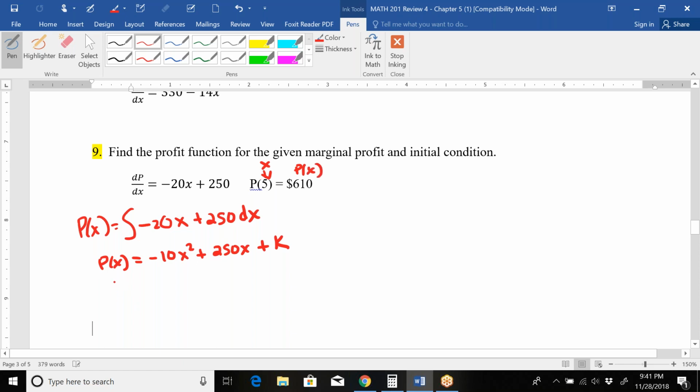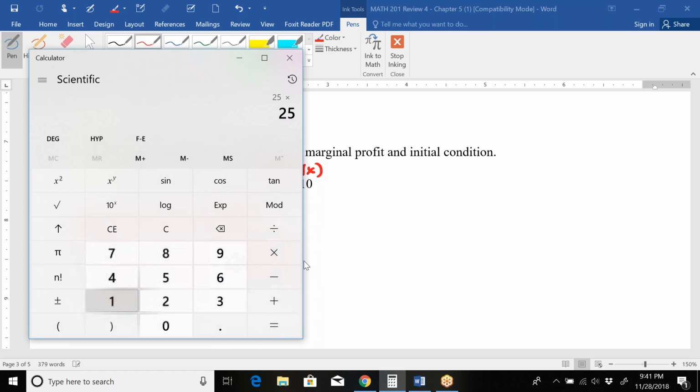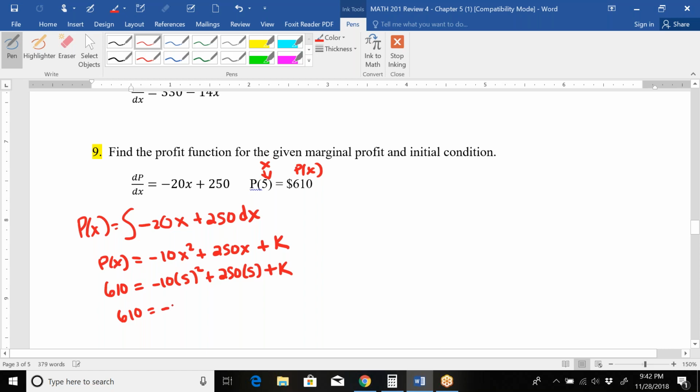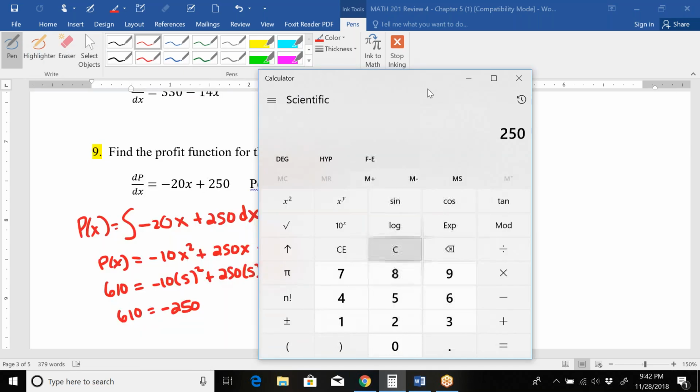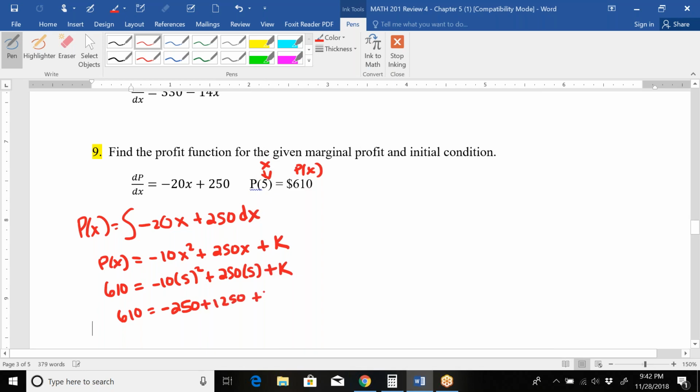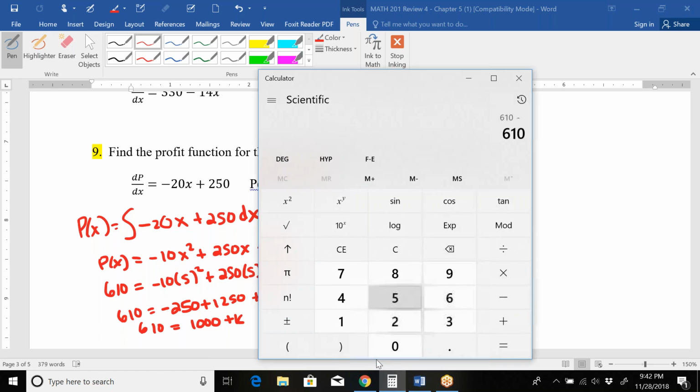So I get 610 equals negative 10 times 5 squared plus 250 times 5 plus k. We're going to be able to solve for k. So that's 25 times negative 10, so that's negative 250 for that first term on the right side, I should say, sorry. And then 250 times 5 is 1250, so plus 1250. If we add those together, that's 1,000 on that side. Subtract 1,000 from 610, and that gives me my k. So that's negative 390.